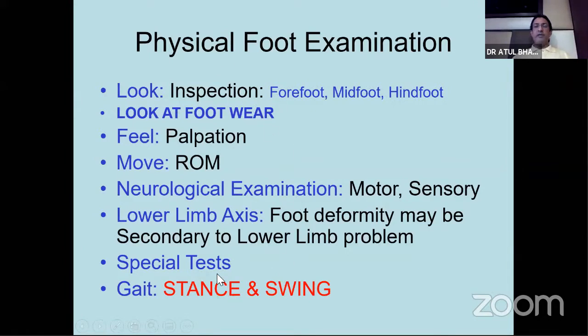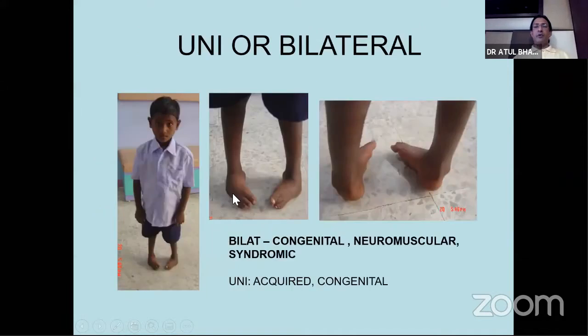So start with the inspection part, and again, you've got 2 feet, so always see whether it is unilateral or bilateral. Most problems which are congenital and neuromuscular will affect both the feet. If you have one-side foot problem, it is usually acquired. Very rarely you get a congenital problem, but you must think of acquired deformities when they are unilateral problems.